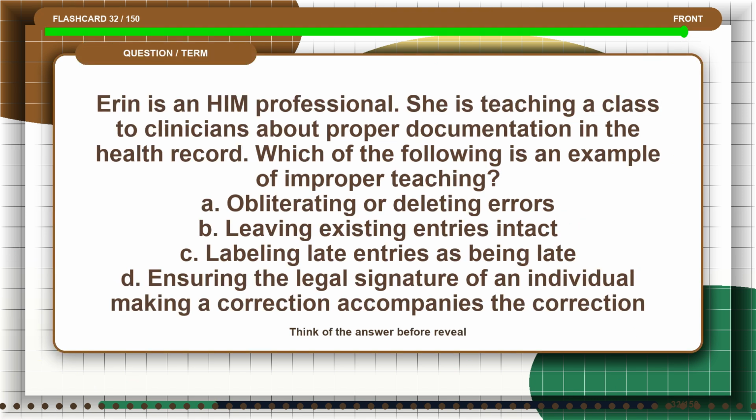Flashcard 32. Erin is an HIM professional. She is teaching a class to clinicians about proper documentation in the health record. Which of the following is an example of improper teaching? A. obliterating or deleting errors. B. leaving existing entries intact. C. labeling late entries as being late. D. ensuring the legal signature of an individual making a correction accompanies the correction. Think of the answer before the reveal.